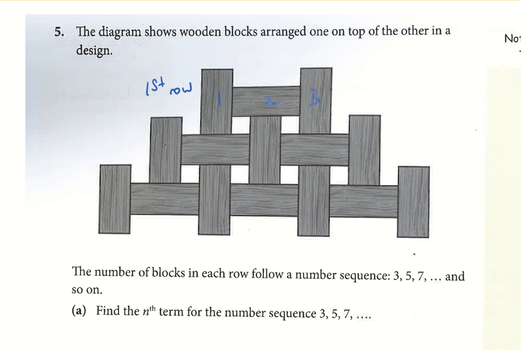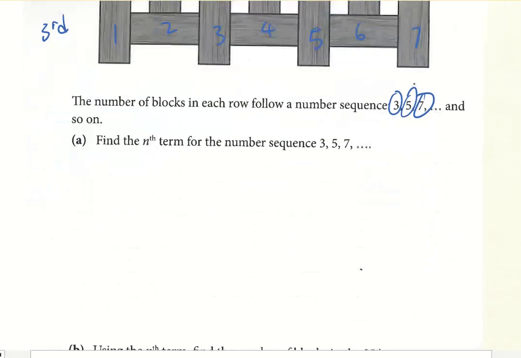1, 2, 3. Okay, so that's the 3. My second row. 1, 2, 3, 4, and 5. That's the 5. And then the third row. Third row we have 1, 2, 3, 4, 5, 6, and 7. Okay, and so on. So find the nth term.